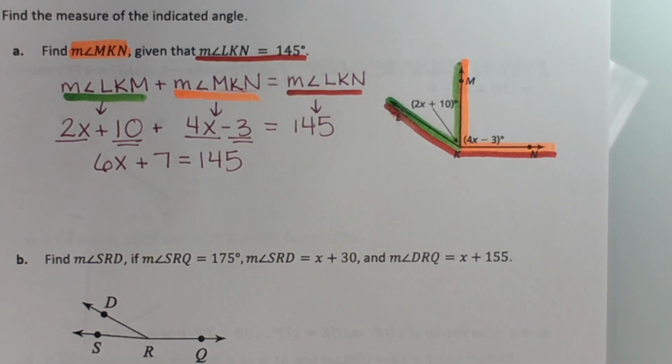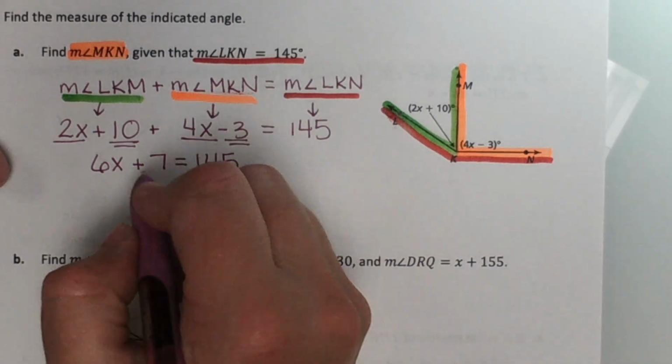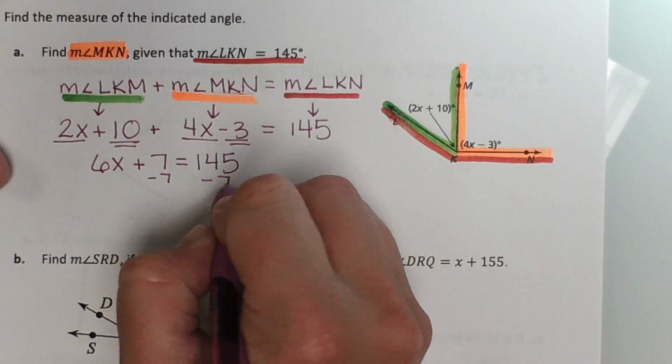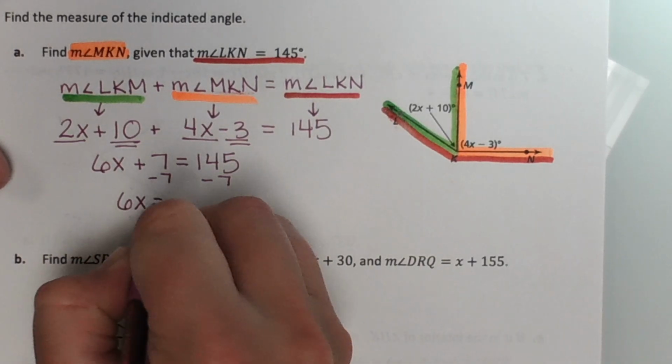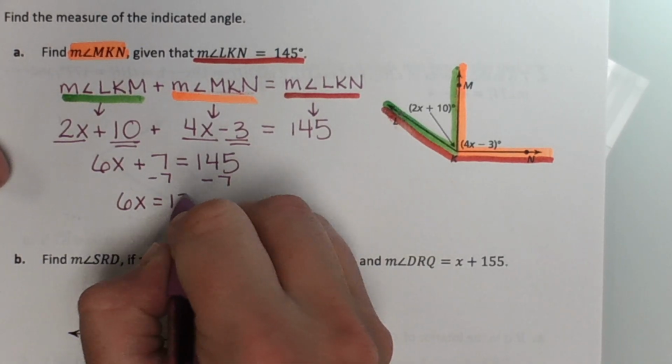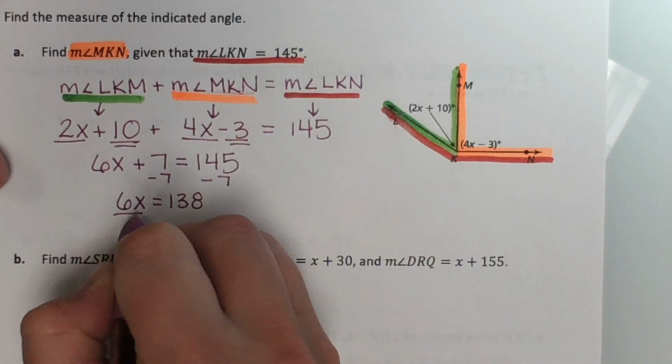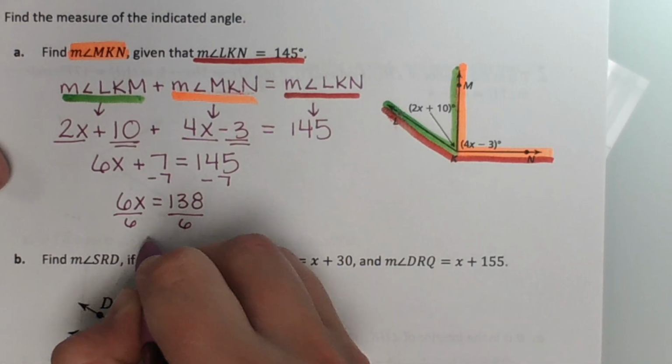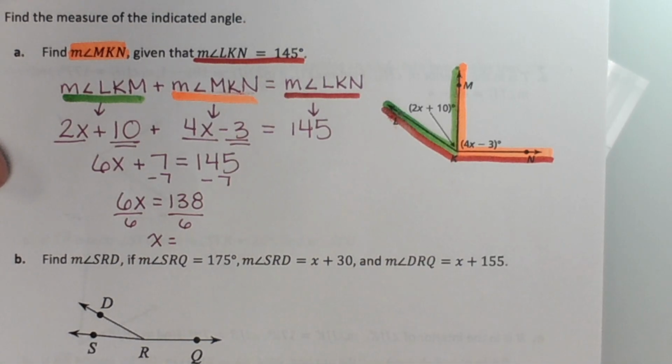Now, once people got to this point, for the most part, they did fine. Occasionally had some issues with positives and negatives, but that wasn't consistent. They just made a little error. So, minus 7, 6x is equal to 138. Divide by 6, and x is equal to 23.